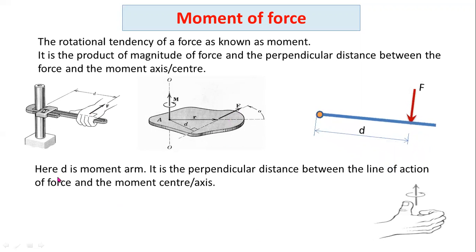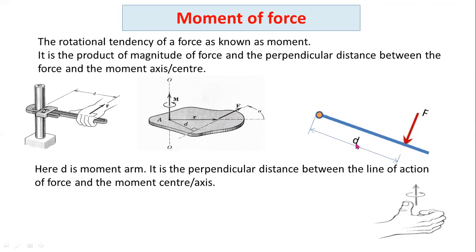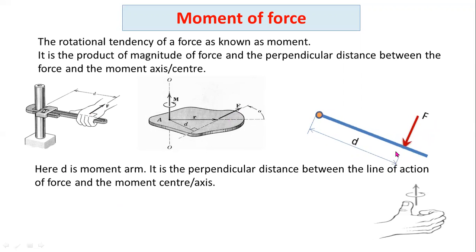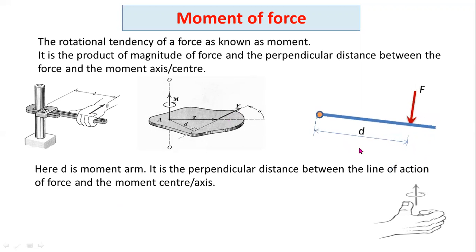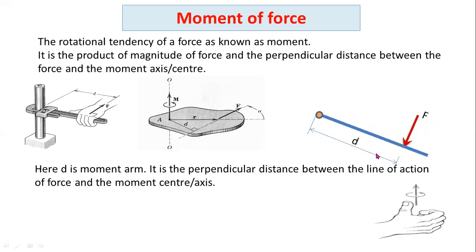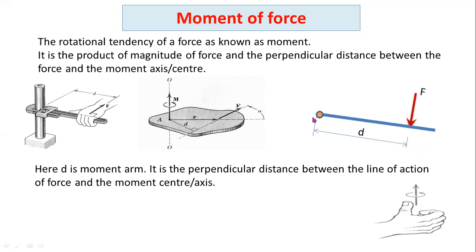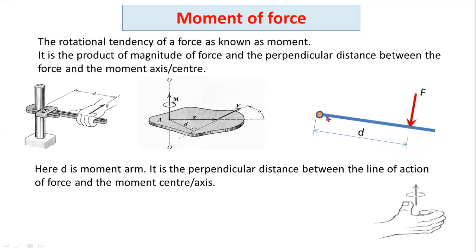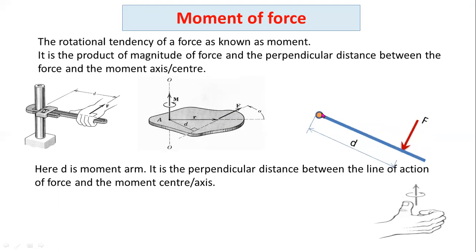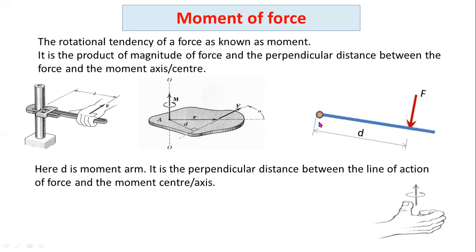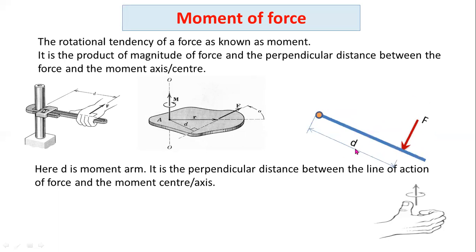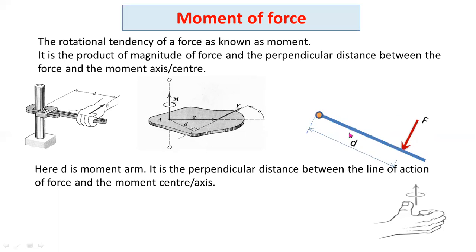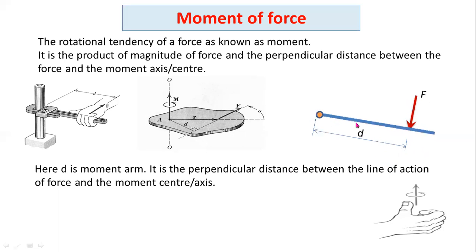Now here capital D or small d is the arm of a force, or moment arm. It is the perpendicular distance between the line of action of the force and the moment center. This is the moment center. So the distance between the moment center and the force is small d. This is the moment arm, the length of the arm.